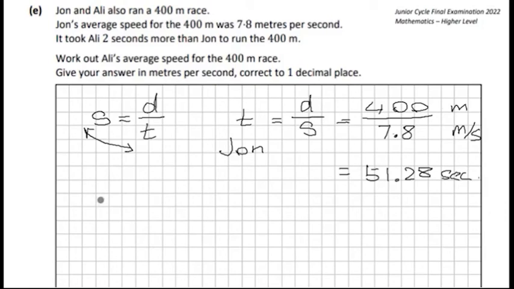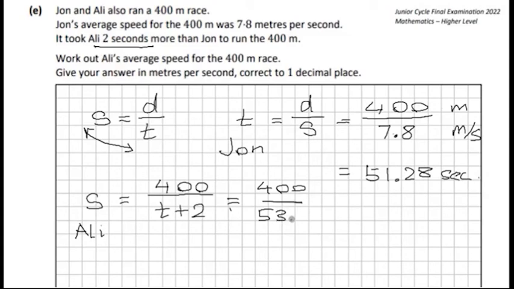Alright, so we're going to work out Ellie's speed now. Remember the speed is the distance, which is 400, stays the same, over the new time, which would be t plus 2, because he's 2 seconds more. So we put all those values together, plug them into our calculator, and we will get 400 over 53.28, and that will give a meters per second rate of 7.507.